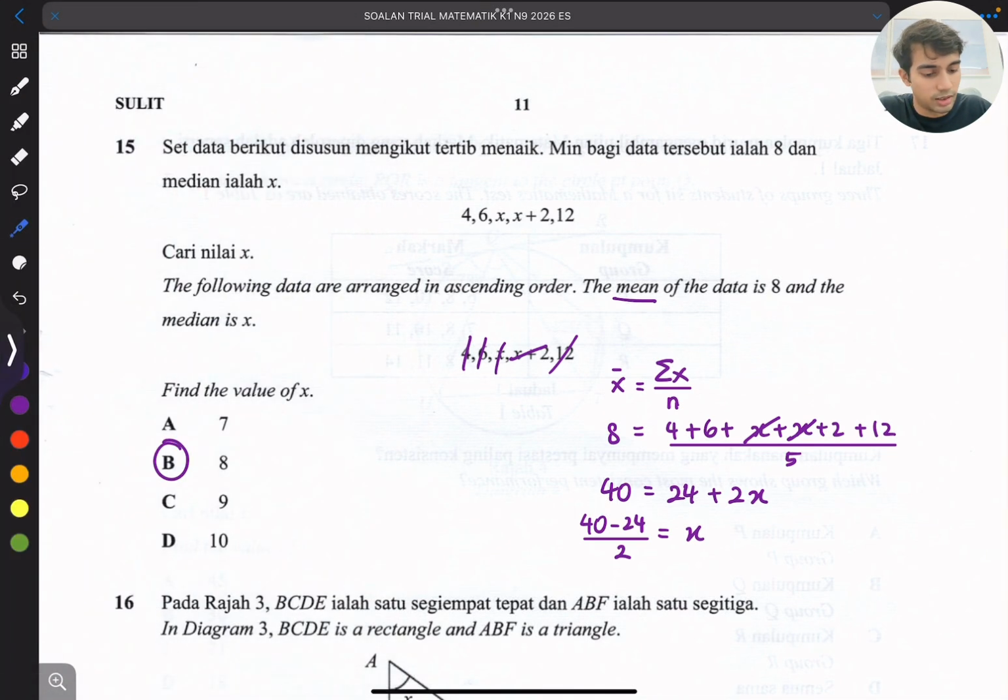Let's check the median. They say the median is x. The median is here, correct, 8, because this is right at the center. 1, 2, 1, 2. Done. Actually, this one no need also. I don't know why they gave the median. To confuse us, I think. Done.